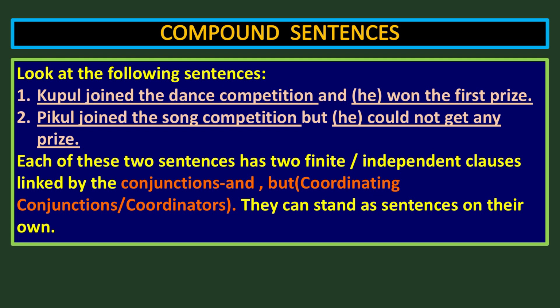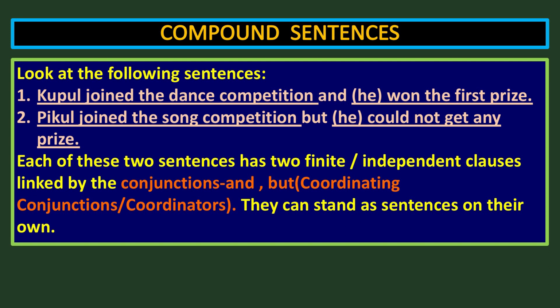So, the couple joined the dance competition and won the first prize. Here there are two verbs: joined is a finite verb, and won is a finite verb, and there are two finite clauses. The couple joined the dance competition, the underlined part, is one finite clause, and he won the first prize is another finite clause, right.